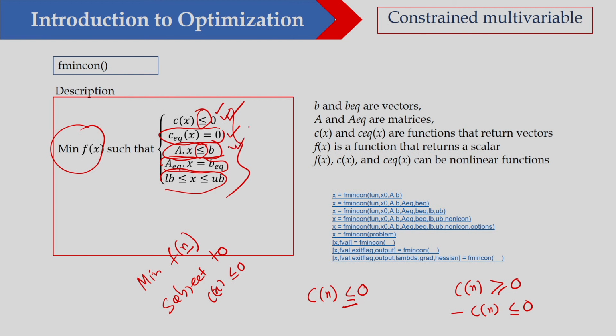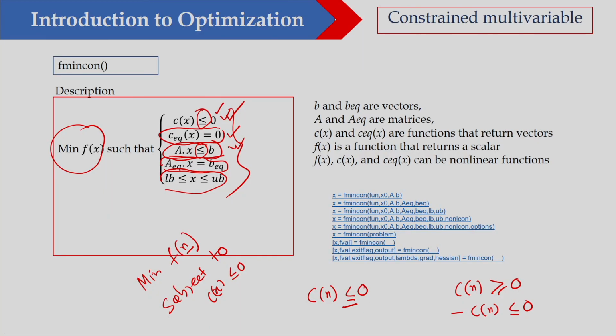Already we have discussed this part, so I think you are aware of this. I can convert a less than or equal type constraint to a greater than or equal type constraint, and similarly I can convert a greater than or equal type constraint to a less than or equal type constraint. So, if you are using the fmincon function, then the inequality constraint should be of less than or equal type. If it is greater than or equal type, then you multiply it by minus 1 and convert it to less than or equal type.